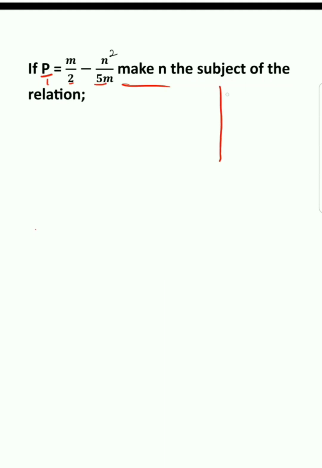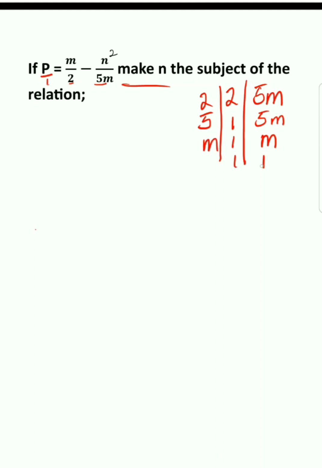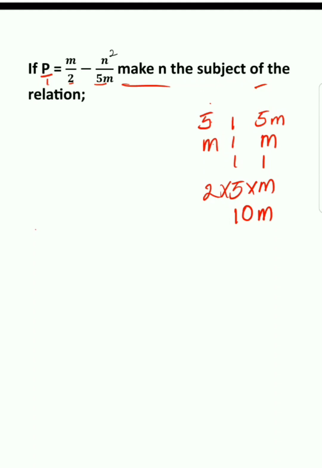And so what is the lowest common multiple of 2 and 5m? 2 in 2, that's 1. 2 in 5m, that's 5m. It's impossible. 5, we already have 1. 5 in 5m, that's m. And so m here, 1, 1. So the LCM is 2 times 5 times m. 2 times 5 times m, that is 10m. So the LCM of 2 and 5m is 10m.